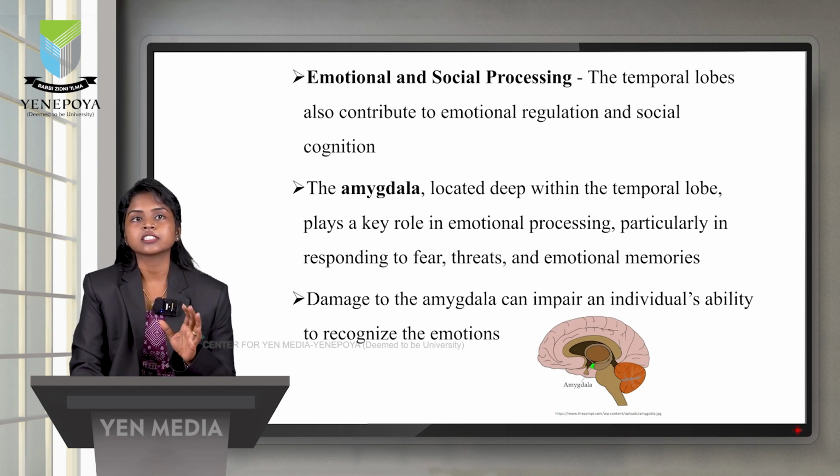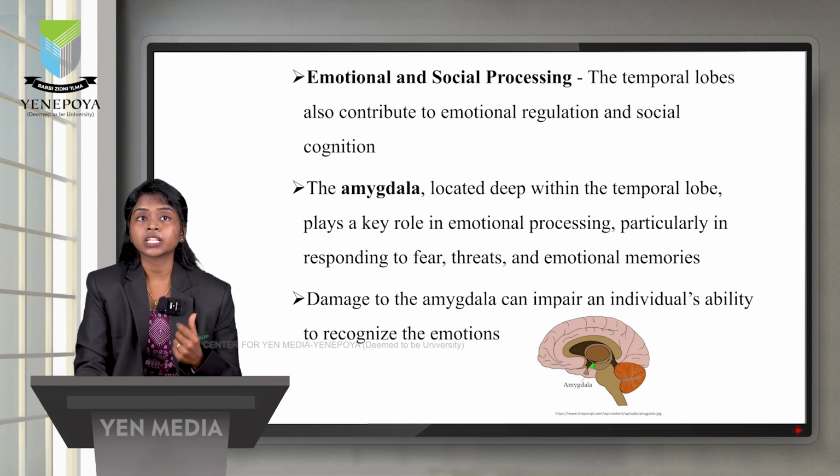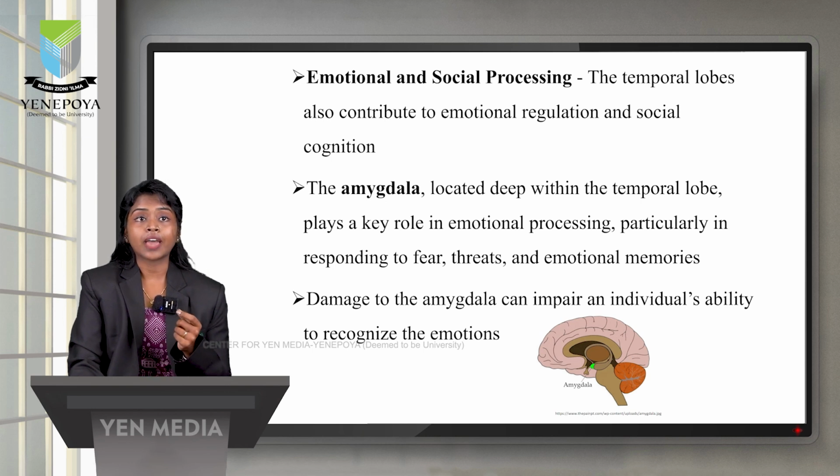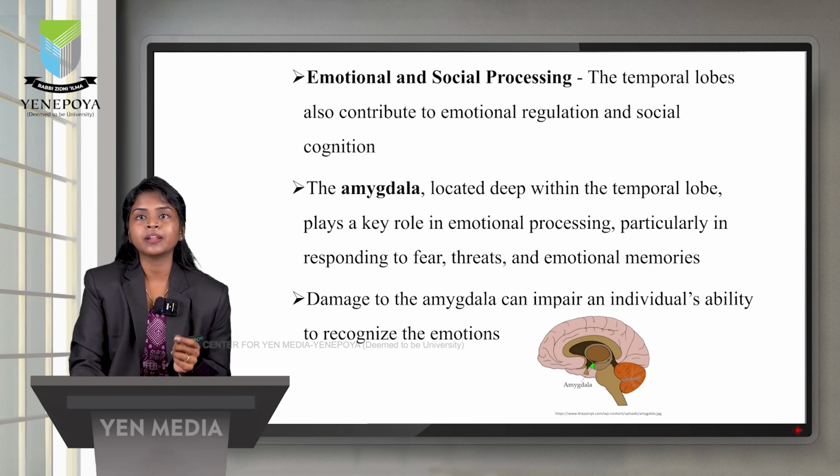For example, take a student who is going for an examination. Once they see the exam, fear is triggered, which means the activity of the amygdala is high, so the student may feel fear. In case of absence of any function in the amygdala, that individual may lack fear, threat response and emotional memories. Damage to the amygdala can cause an inability to recognize emotions.